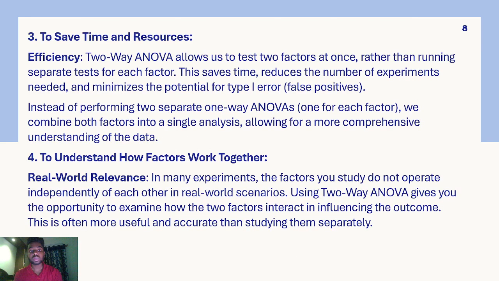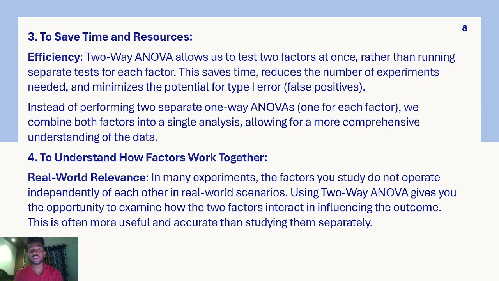Efficiency. Two-way ANOVA allows us to test two factors at once, rather than running separate tests for each factor. This saves time, reduces the number of experiments needed, and minimizes the potential for type 1 error, false positive. Instead of performing two separate one-way ANOVAs, one for each factor, we combine both factors in a single analysis, allowing for more comprehensive understanding of the data.